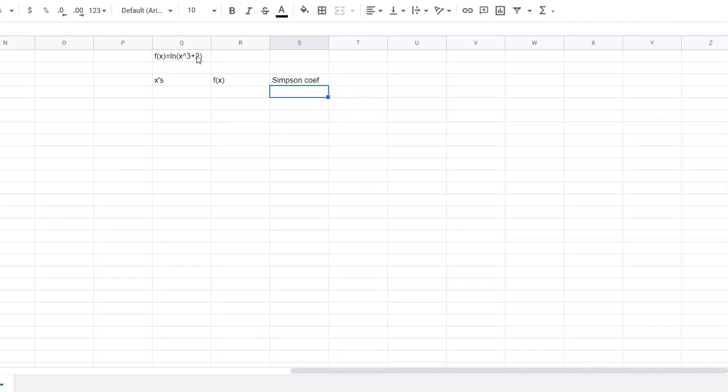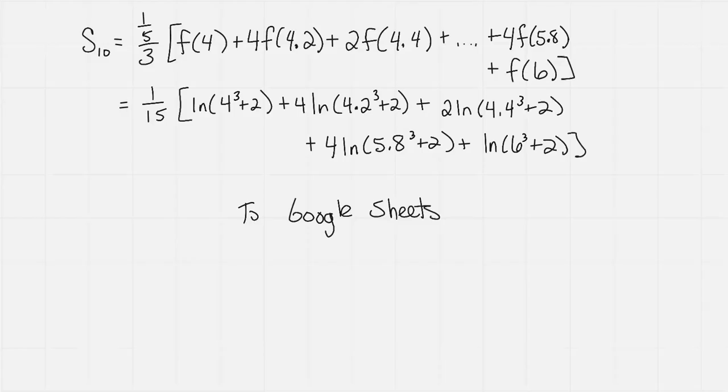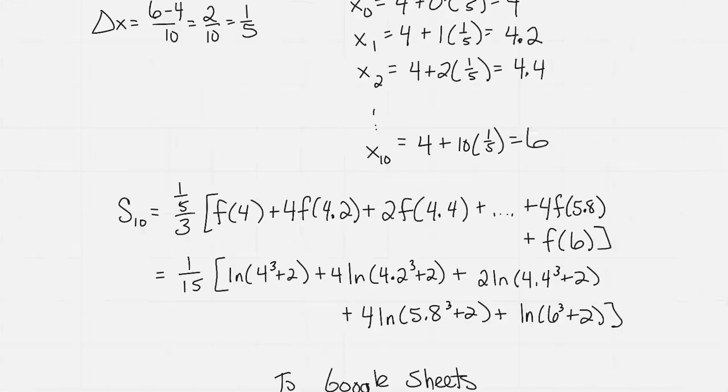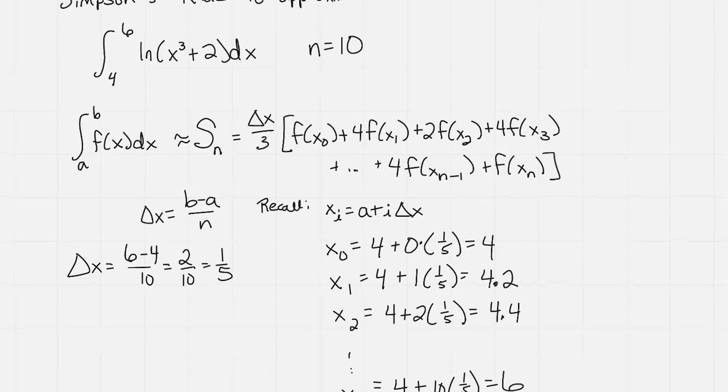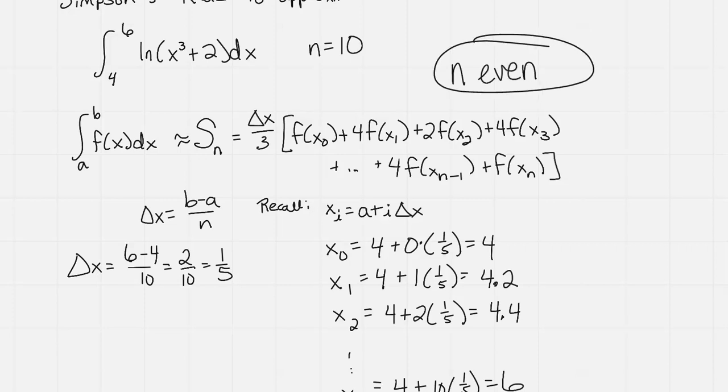And those coefficients, and this is why, remember, it has to be even. I don't think I wrote that on my rule. Let's go back to my work here. Did I write that on my rule? No. So that was a stipulation on this formula to be able to use Simpson's rule. N has to be even, because we have that back and forth with the 4's and the 2's, so it's not going to work if it's odd.